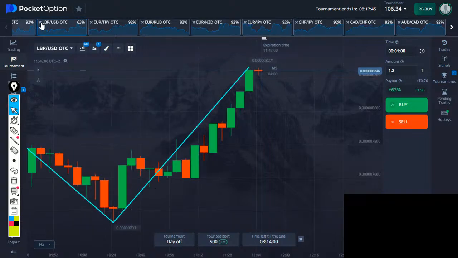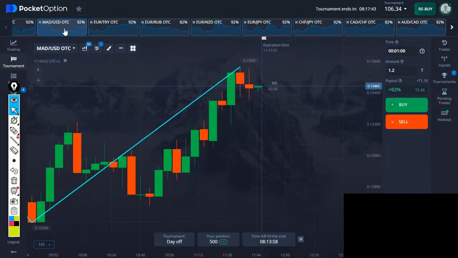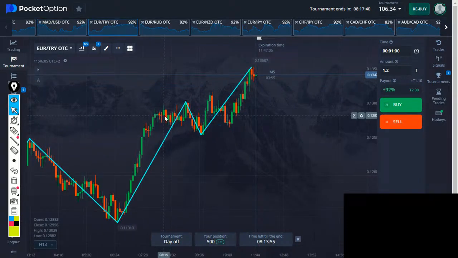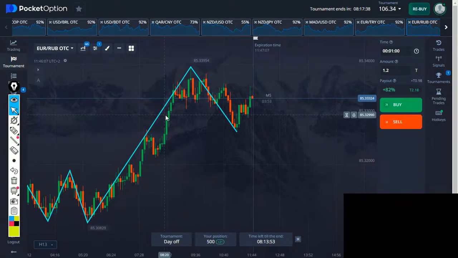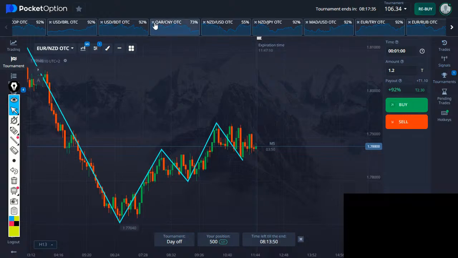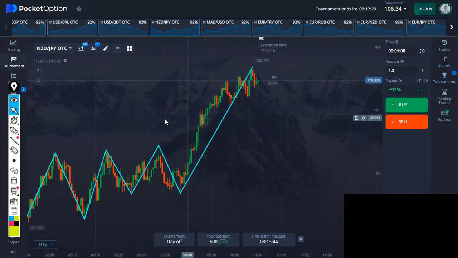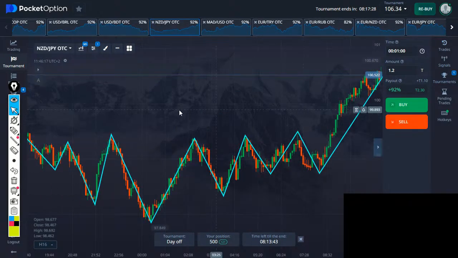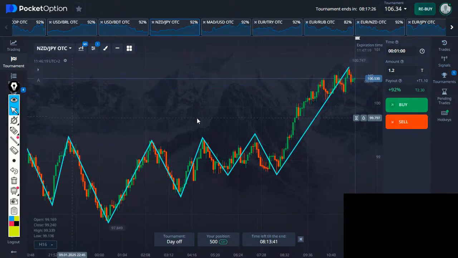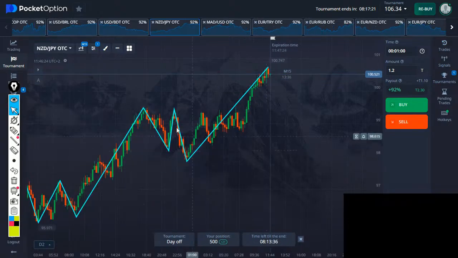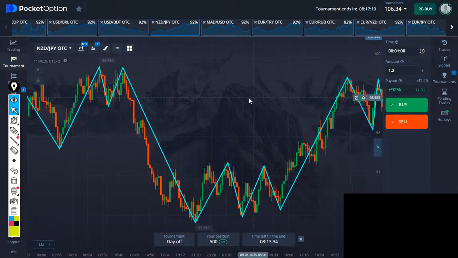63%. Come on, I removed this pair. Let me see here. 73%, we remove it. 55%, you remove it. This is nice as well. On the 5 minutes. Let me see if we have a strong supply area on the 15 minutes chart close by.